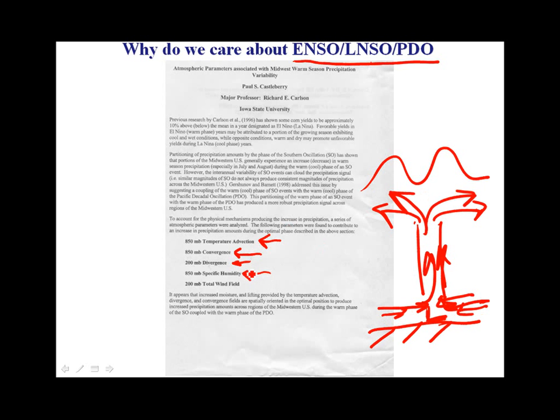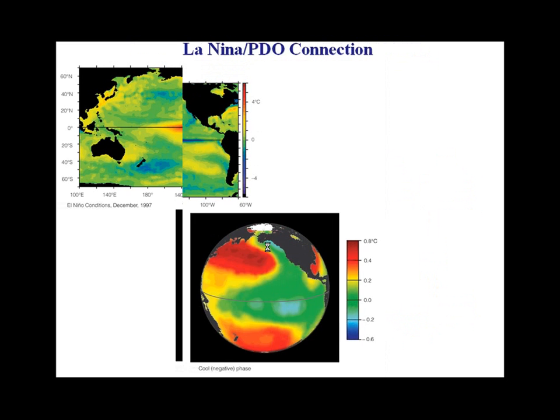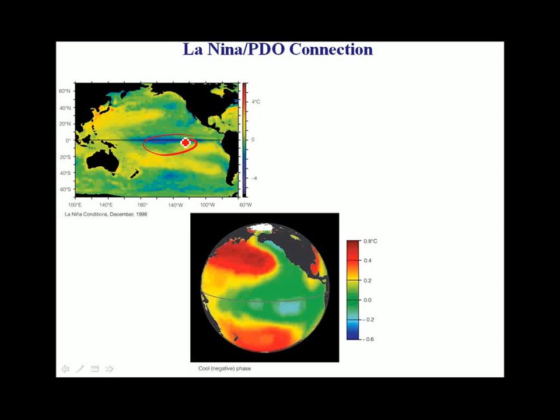I also looked at specific humidity. I wanted to find out if we had differences in moisture in these different phases. And then I also looked at the jet stream level, the 200 millibar total wind. So in this first one, where we have El Nino and the warm phase, that's one connection I looked at. And then I looked at La Nina occurring when we would have these cooler than normal temperatures. So La Nina is associated with the cool phase.